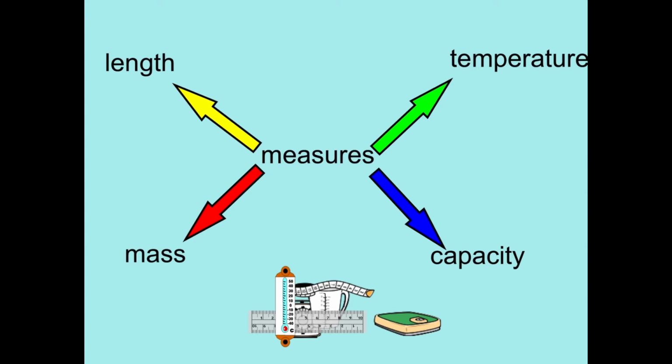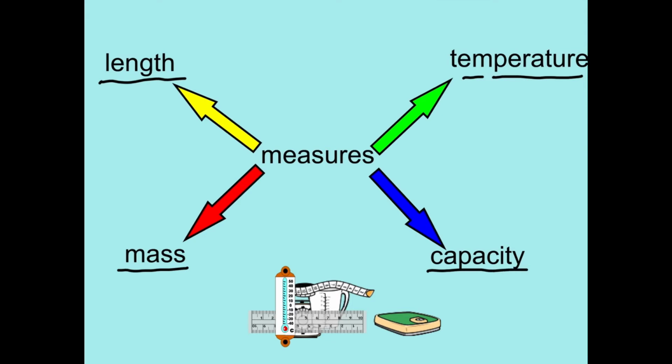Today, we're going to think about 4 different types of measuring. So we're going to think about temperature, which is when you measure how hot or how cold something is. Length, and that can be how long something is, how high something is, how tall, how wide. Mass, and that's another word for weight, how heavy something is. And capacity, which is to do with how full something is.